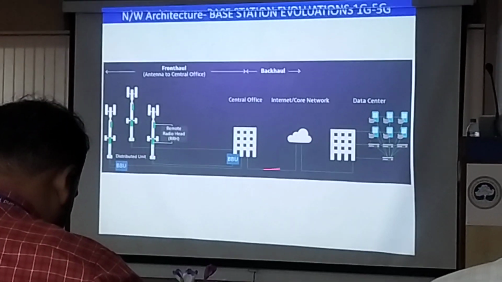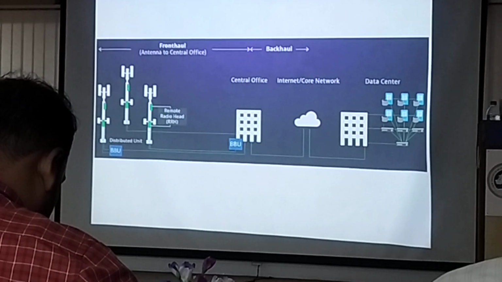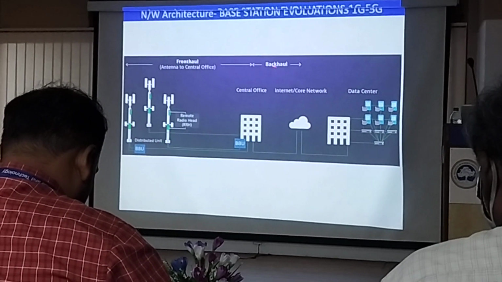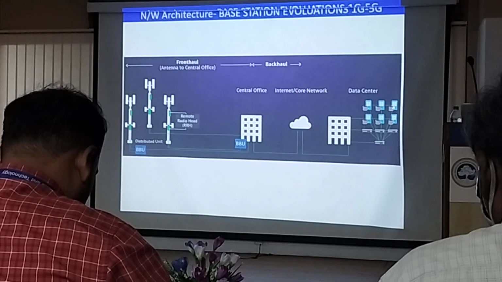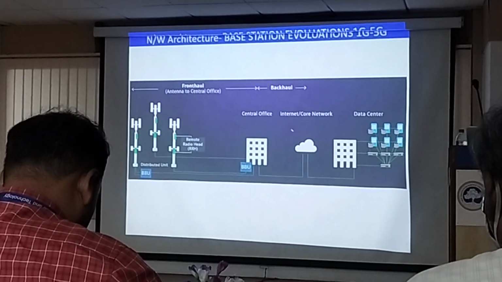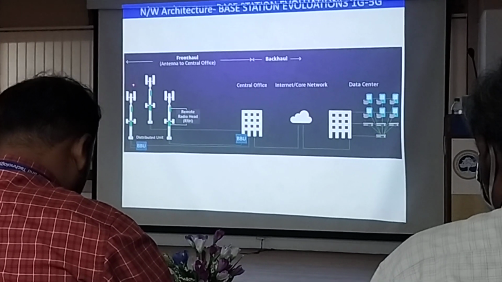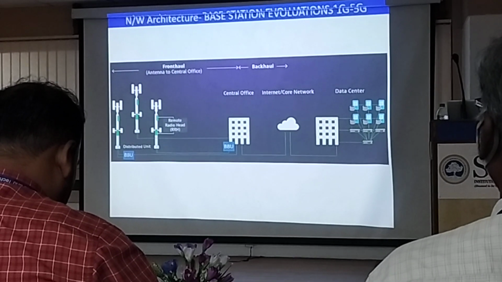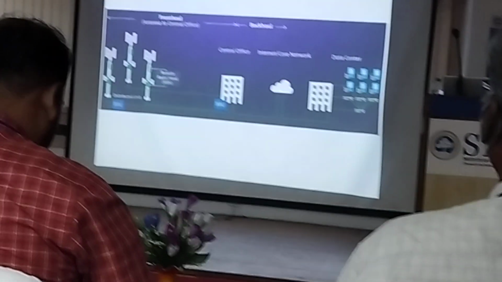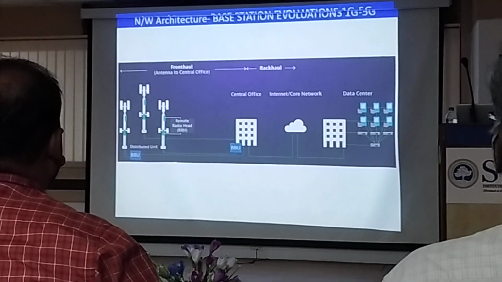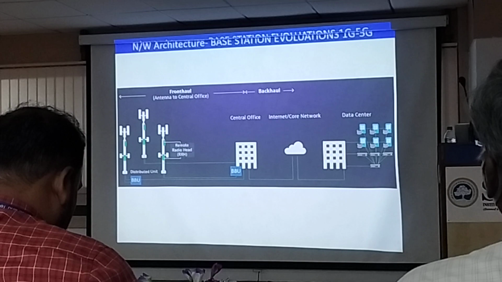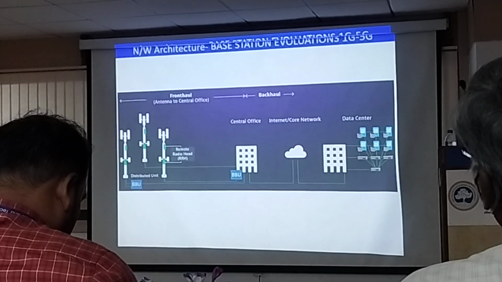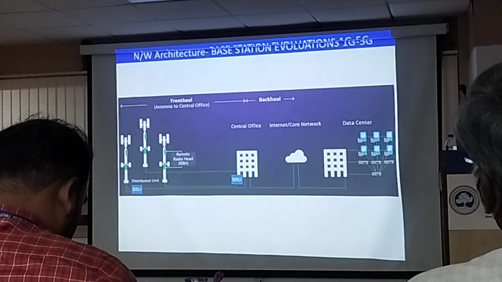When it comes to the network architecture of base station evolution from 1G to 5G, generally the network architecture is the same in all generations, but the difference is this. From the central office to the data center, the core network, you call it the backhaul, and from the central office to the tower, the antennas, radio remote heads, and baseband units, we call it the fronthaul. Generation to generation, the baseband units, remote radio heads, and antennas change, and the size of the antenna and the system complexity also increase.